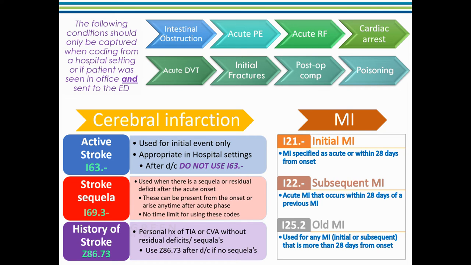However, if the patient had a stroke, and there are no residual effects, no deficits of any kind, then the history of stroke code, the Z86.73, should be used.